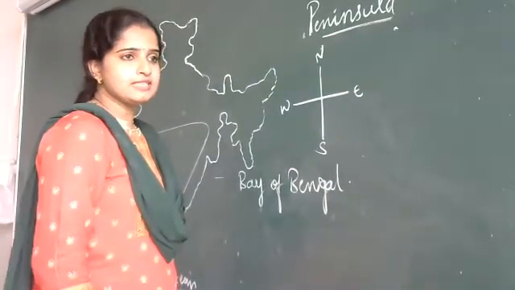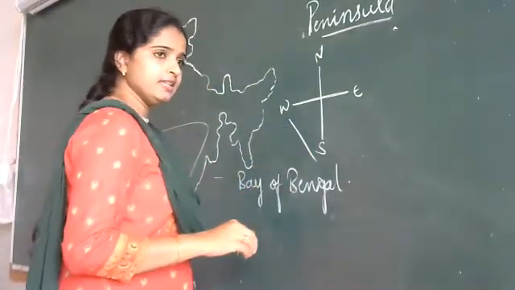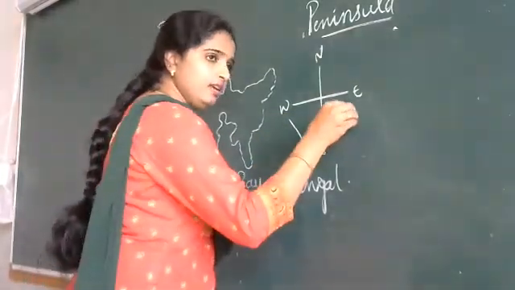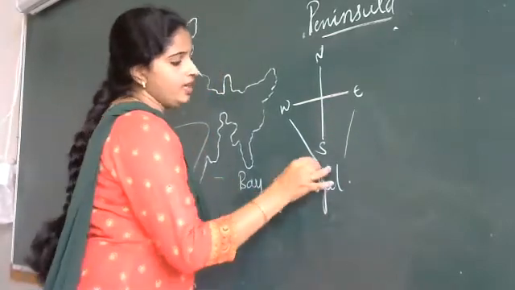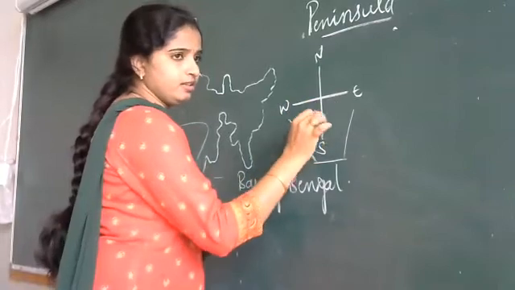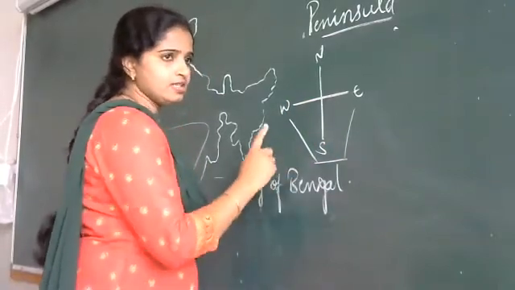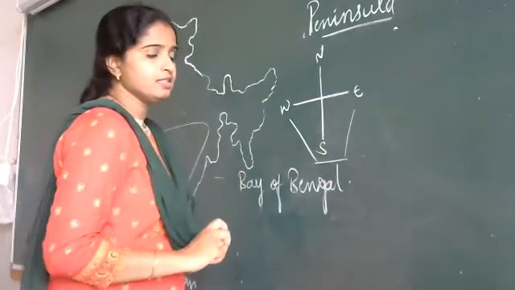East, west, north and south. Here, in the west we have the Arabian Sea. In the east we have the Bay of Bengal. In the south we have the Indian Ocean. So this piece of land is surrounded by water from three sides.